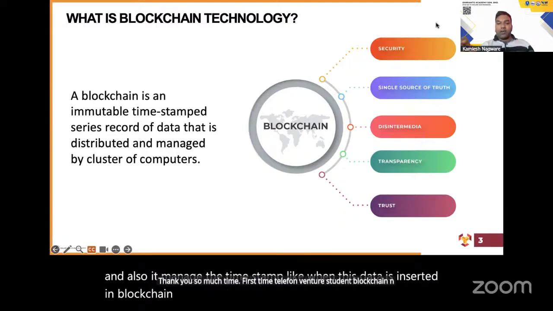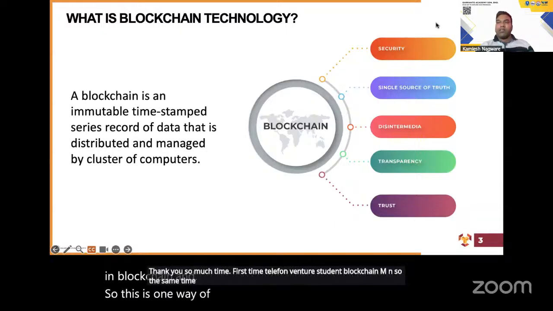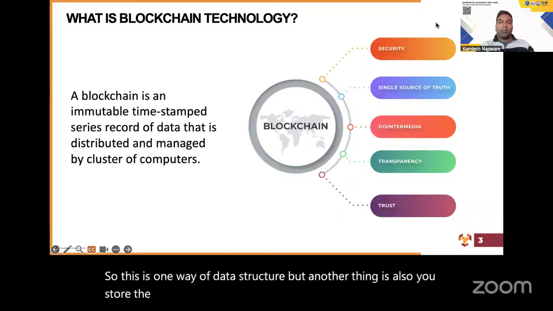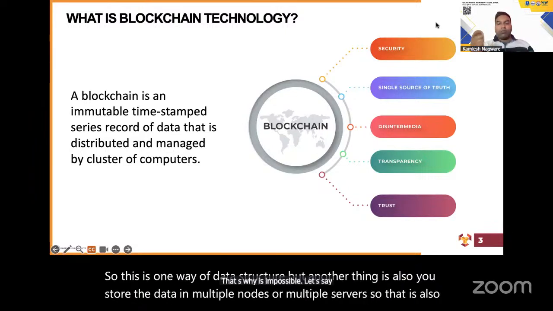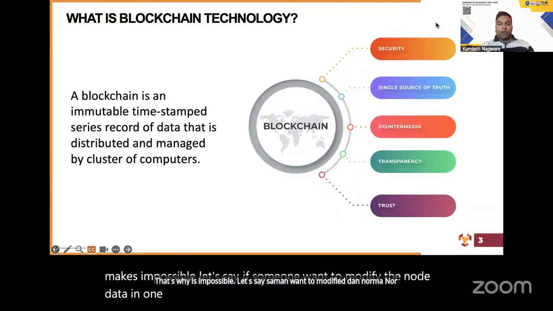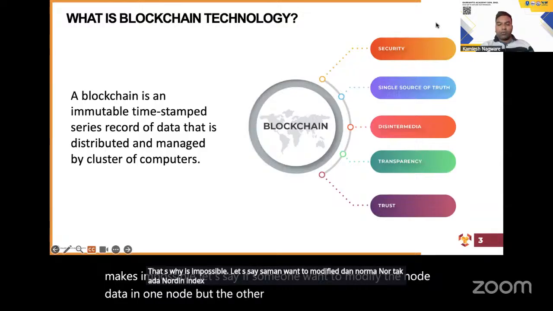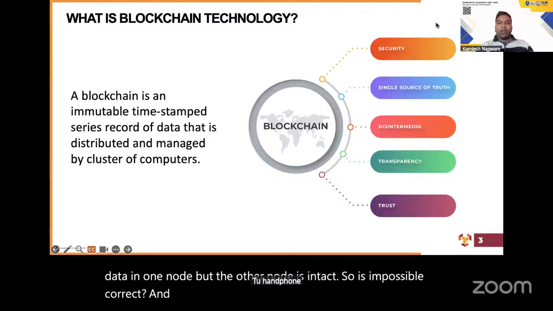So this is one data structure, but another thing is that it also stores the data in multiple nodes or multiple servers. That also makes tampering impossible. Let's say someone wants to modify the data in one node, but the other nodes are intact, so it is impossible. Correct. And another thing is that it uses cryptography heavily.